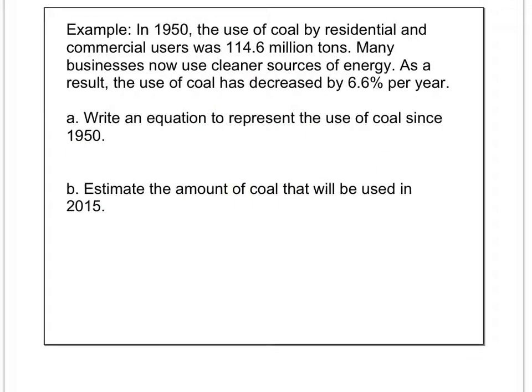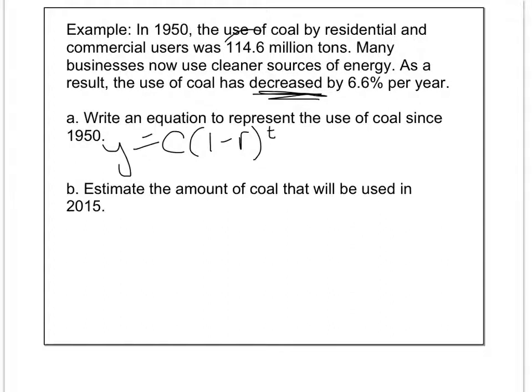Okay, so first example. In 1950, the use of coal by residential and commercial users was 114.6 million tons. Many businesses now use cleaner sources of energy. As a result, the use of coal has decreased 6.6% per year. So again, decrease means I'm using that formula with a subtraction symbol in the parentheses. So now I'm just going to replace my C and R with the appropriate numbers.